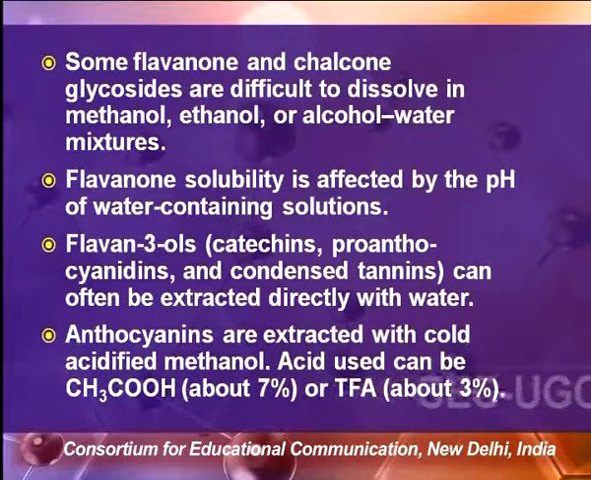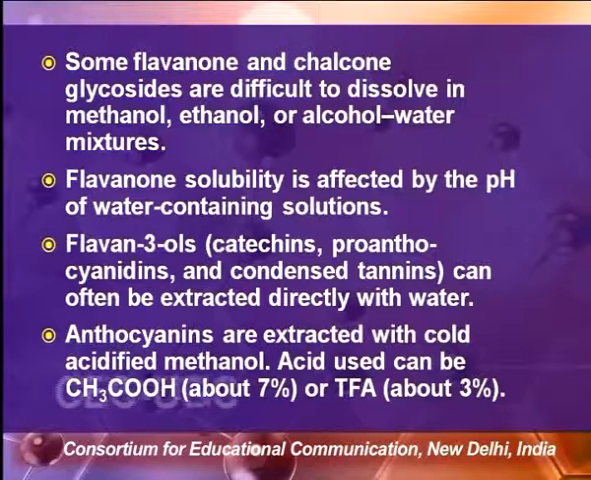Likewise, flavan-3-ols, catechin or their oligomeric or polymeric forms, which are proanthocyanidins or the condensed tannins, can be extracted directly with water, because when these compounds get oligomerized or polymerized, there are a large number of hydroxyl groups present on their structure, which make them highly polar and water soluble. And the anthocyanin type of flavonoids are normally extracted with acidified methanol, and the different acids which can be used are acetic acid up to 7% or trifluoroacetic acid up to 3%.